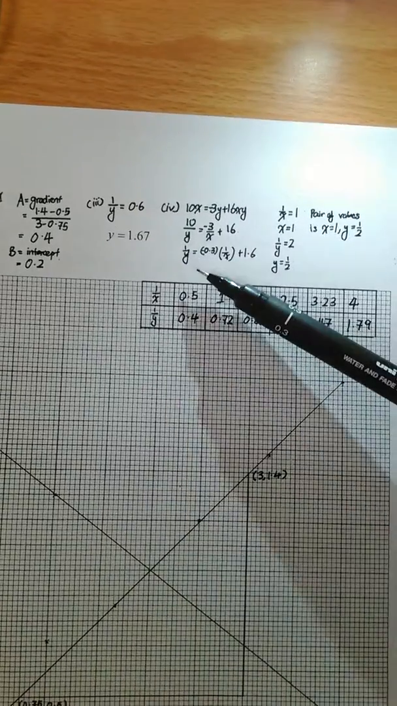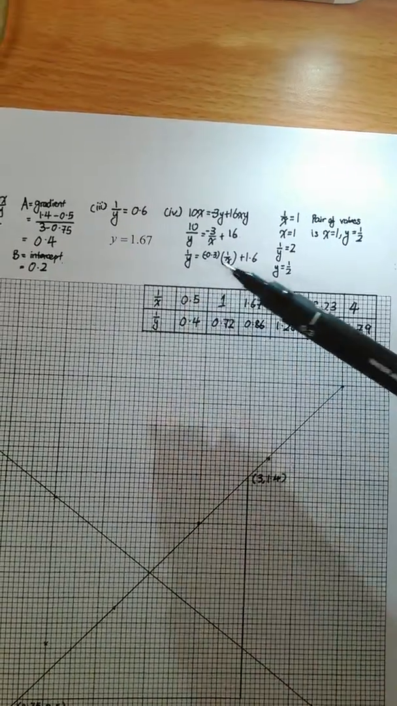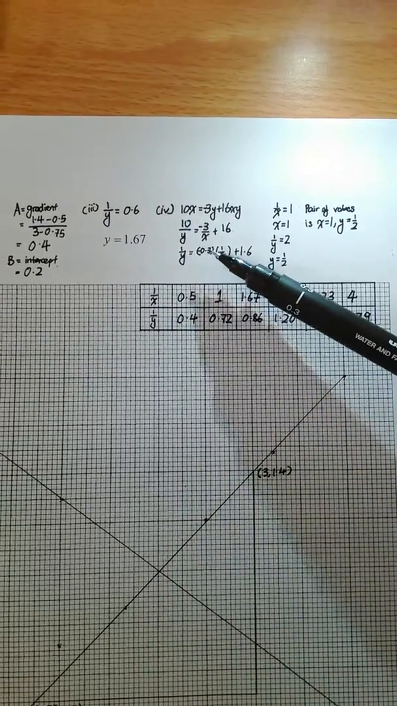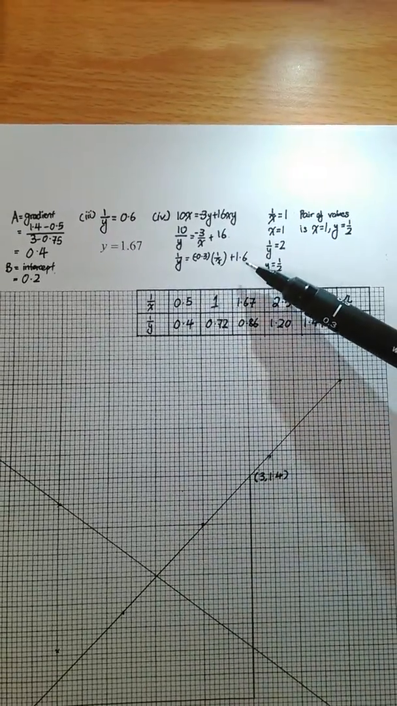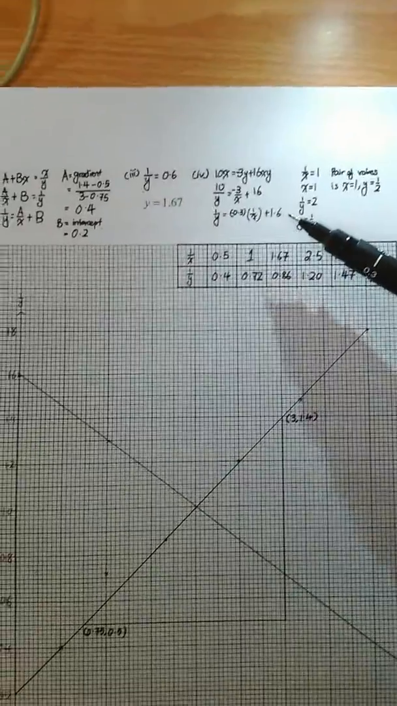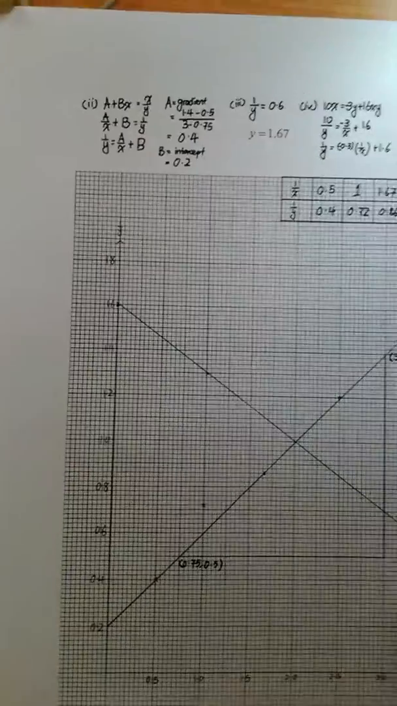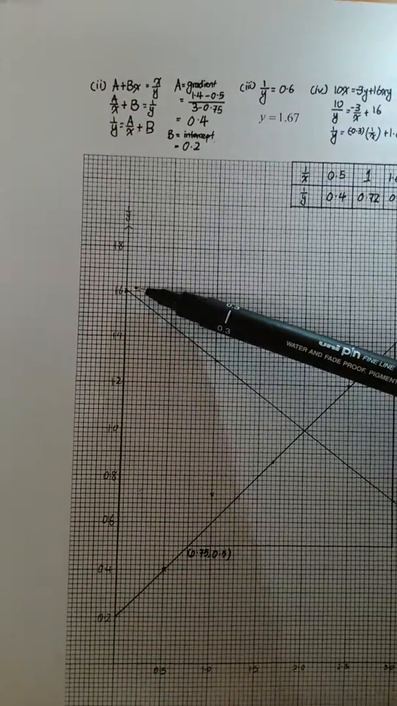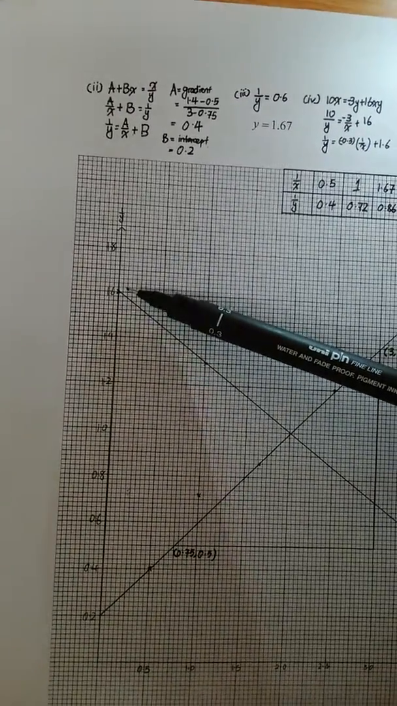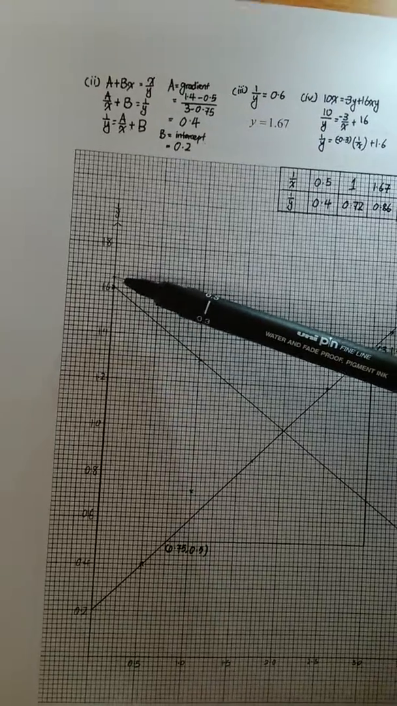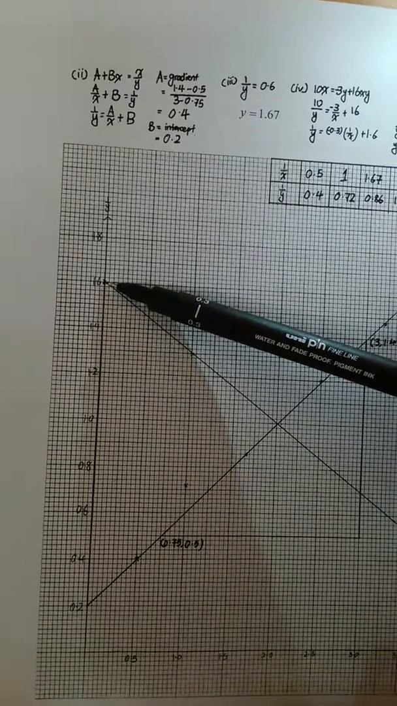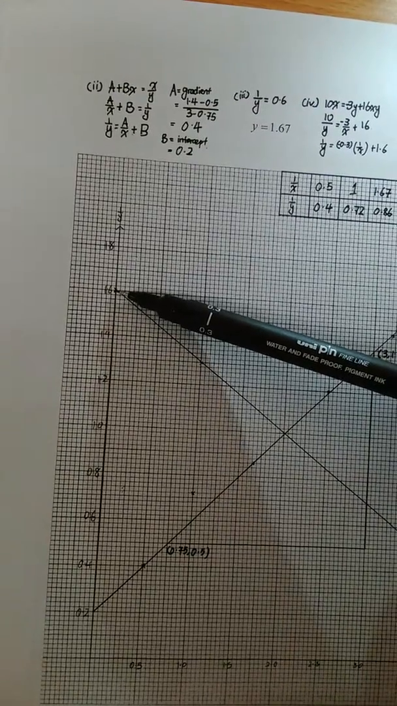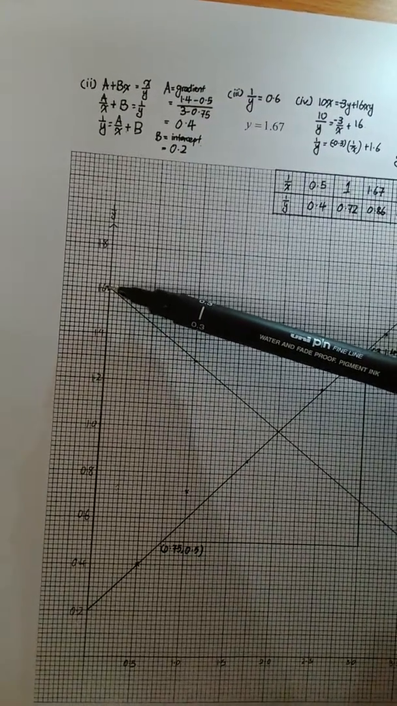Same thing, vertical axis 1 over y, horizontal axis 1 over x. Gradient is negative 0.3, vertical intercept is 1.6. So what I do here is this. I know that my vertical intercept is 1.6 and the gradient is negative 0.3. So I mark down my first spot here where my vertical intercept is 1.6. Then my gradient is negative 0.3.